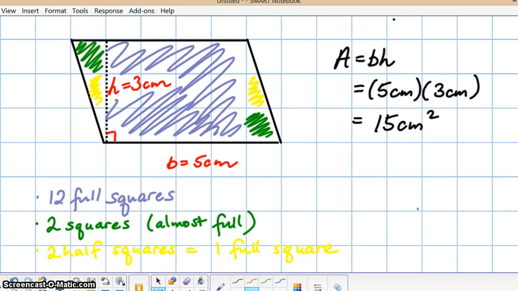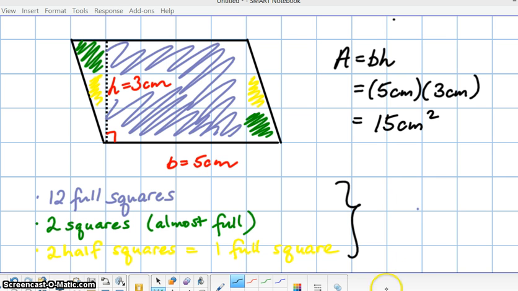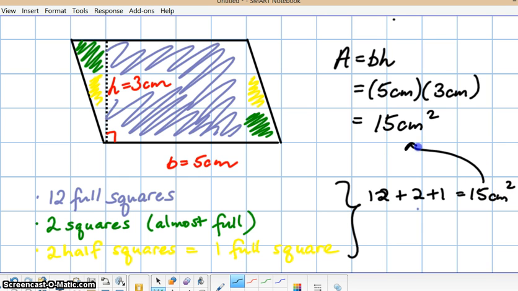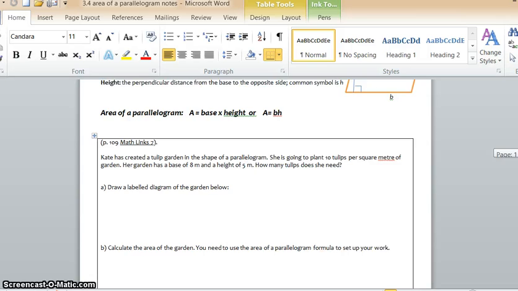You know, the almost empty squares would be this square and this square. So our estimate is actually 15. So if we add up 12 plus 2 plus 1, we actually get 15 as our estimate, which is pretty close to what the area is using the formula. Okay, now let's go back to the page 3.4, area of a parallelogram.